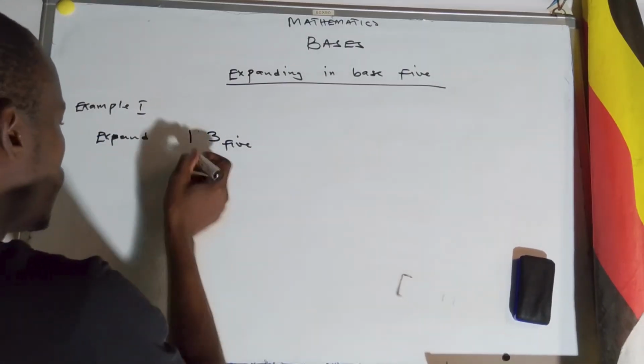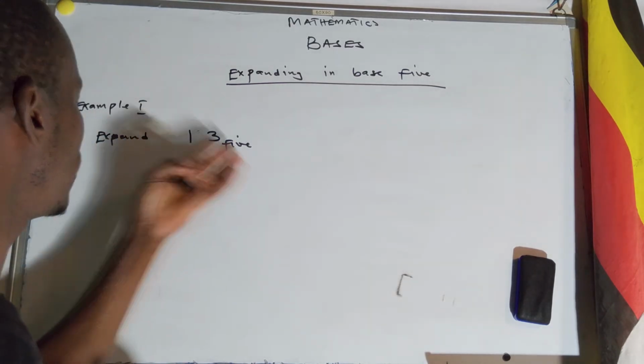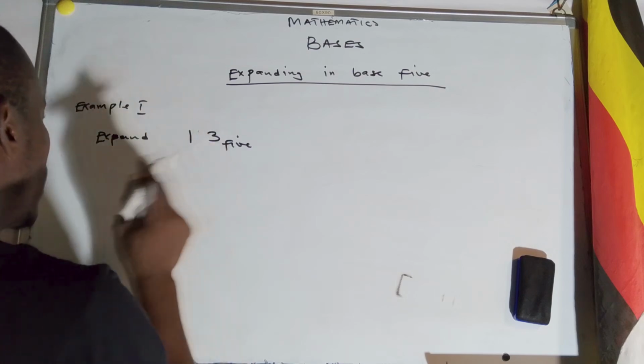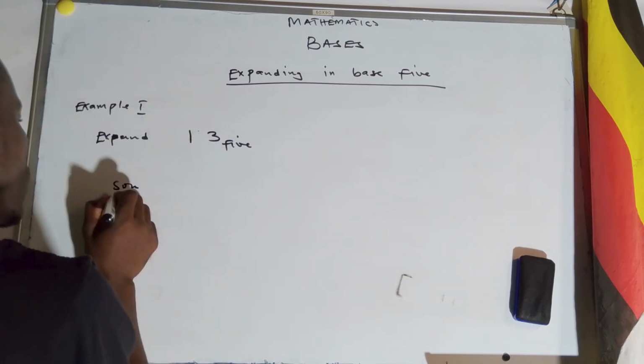So the best way of expanding in bases, for example, here we are expanding in base 5, you just get the base times each digit and you give them the powers. Solution.